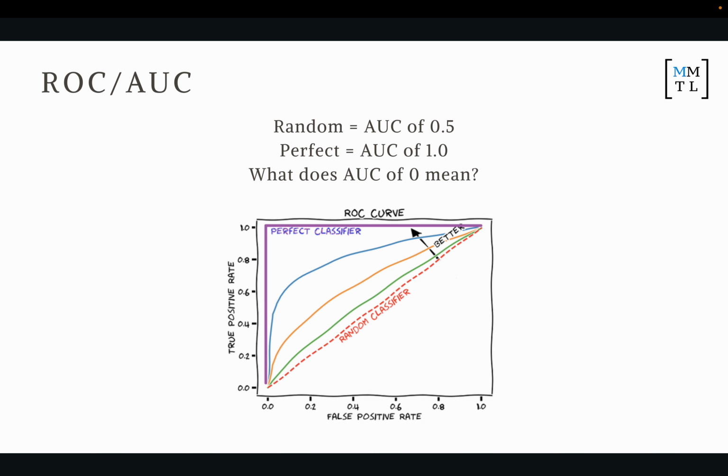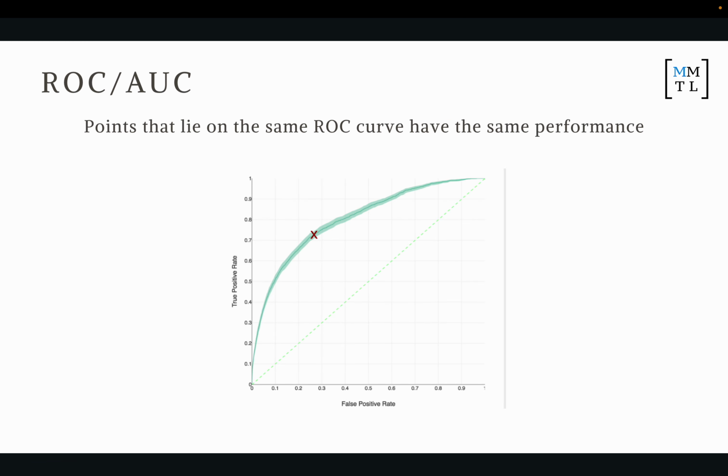Very unusual. All right, so how you interpret or read a ROC curve is that points that lie on the same ROC curve have the same performance. It's an unusual thing, but if, for example, I had a point here, a point here, a point here, it actually indicates the same performance, okay?